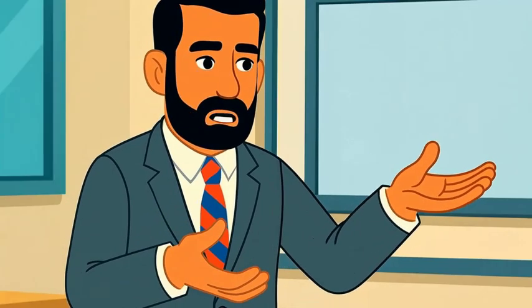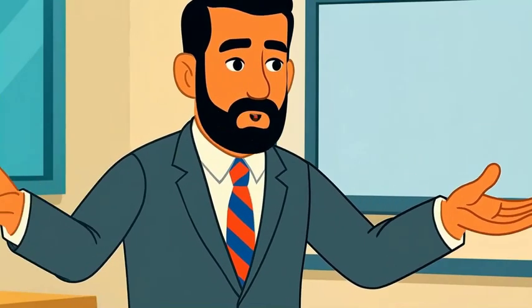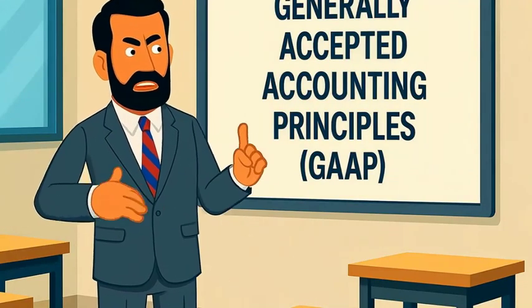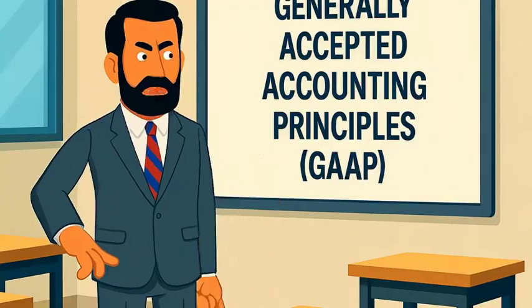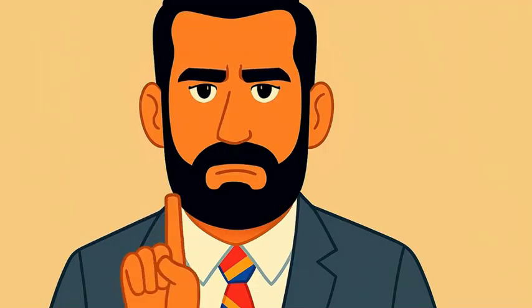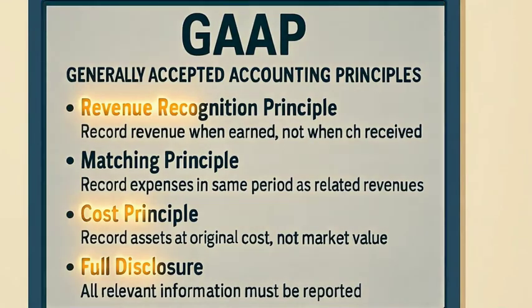Matching Principle. Record expenses in the same period as the revenues they helped generate. Cost Principle. Record assets at their original cost, not current market value. Full disclosure. All relevant information must be reported. Example. If a company sells goods on credit, revenue is recognized when the sale happens, even if payment arrives later.